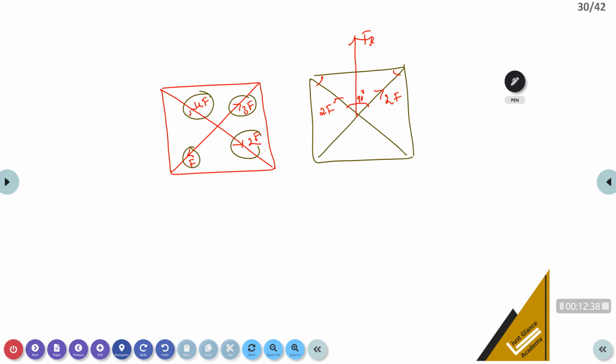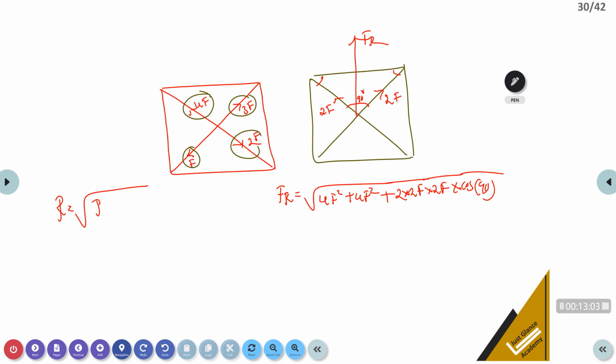So F resultant equals the square root of F1 square plus F2 square, that is 4F square plus 4F square plus 2 into 2F into 2F into cos of what? 90 degrees. You know one standard formula, R equals the square root of P square plus Q square plus 2PQ cos theta. This is the standard formula. This quantity becomes 0 here.